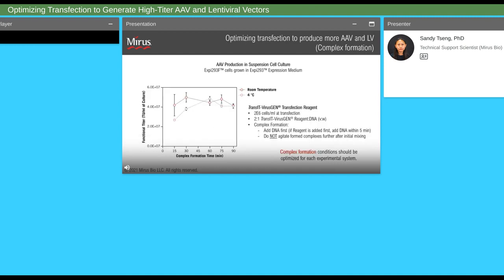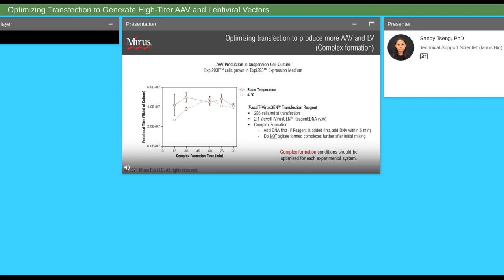Next, another interesting parameter to consider, which may not be on your radar, is complex formation conditions. And by complex formation, I mean the process of mixing DNA with transfection reagent. The resultant DNA reagent complex is what is added to cells. And so in this AAV production experiment, we examined the temperature of complex formation as well as the time we allowed complexes to form before we added them to cells.